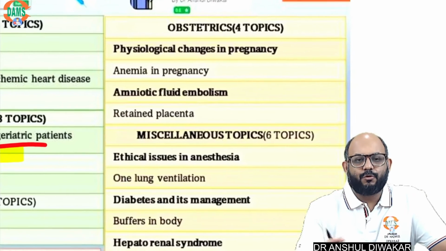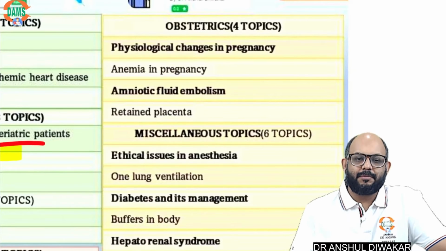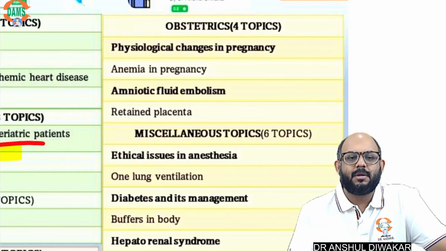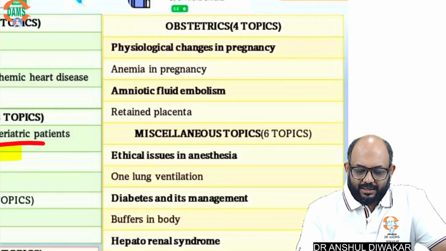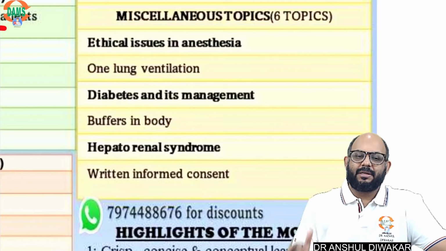And then we have a lot of good topics on obstetric anesthesia, like physiological changes in pregnancy, anemia in pregnancy, amniotic fluid embolism, and retained placenta. Along with that, I've included some very difficult topics which are considered as miscellaneous topics, and we are going to discuss them in great detail.